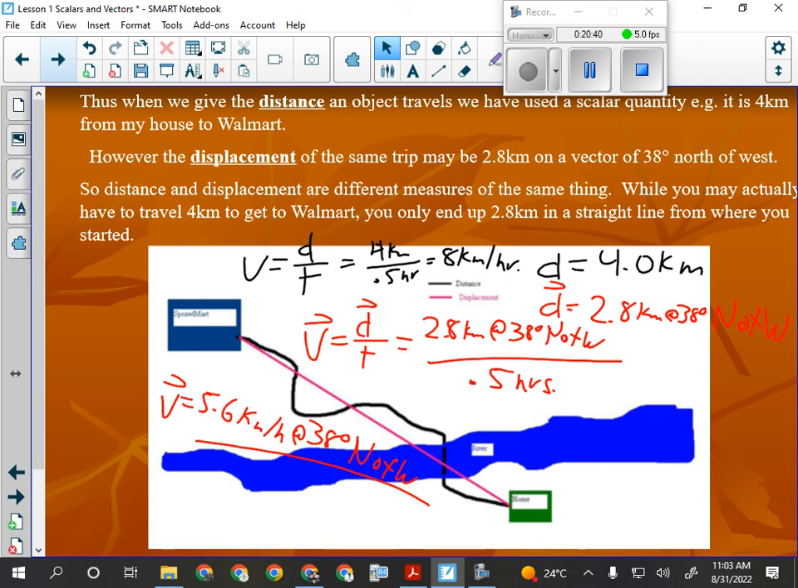I mean, the velocity is displacement over time. My displacement is 0. My velocity is 0. I can't have a rate of change of position if I haven't changed my position. That's what velocity is. It's the rate of change of position. If I haven't changed my position, then there's no velocity. That's where the two get different, right? It's the same trip, but now I'm getting very different numbers.